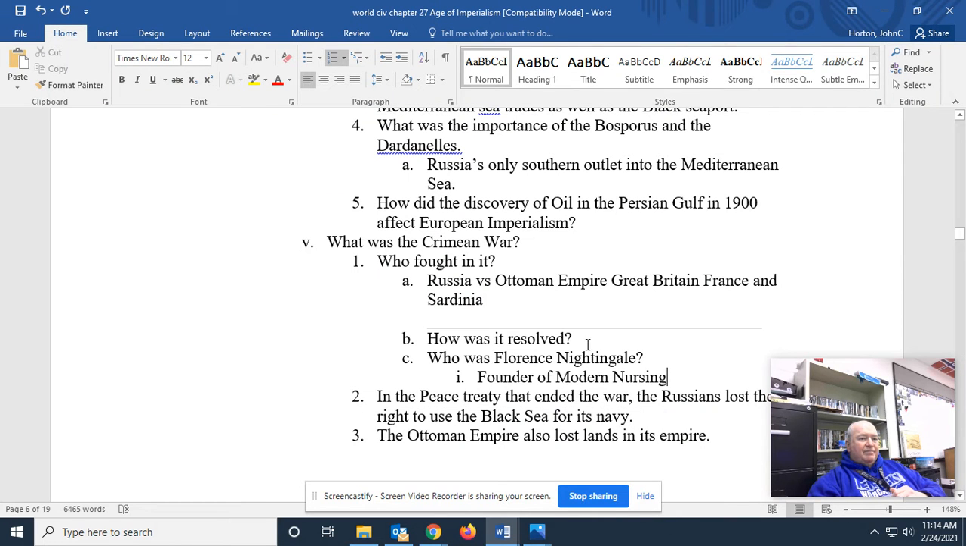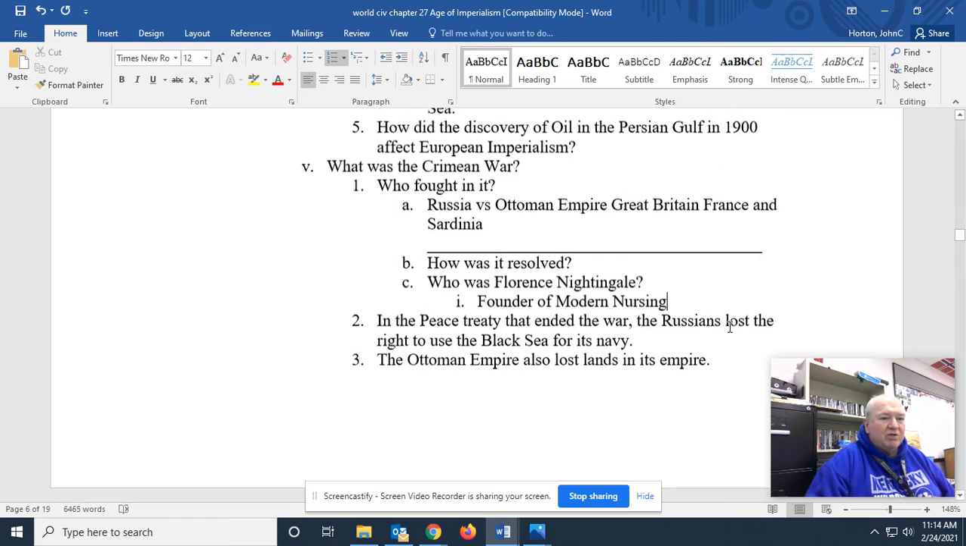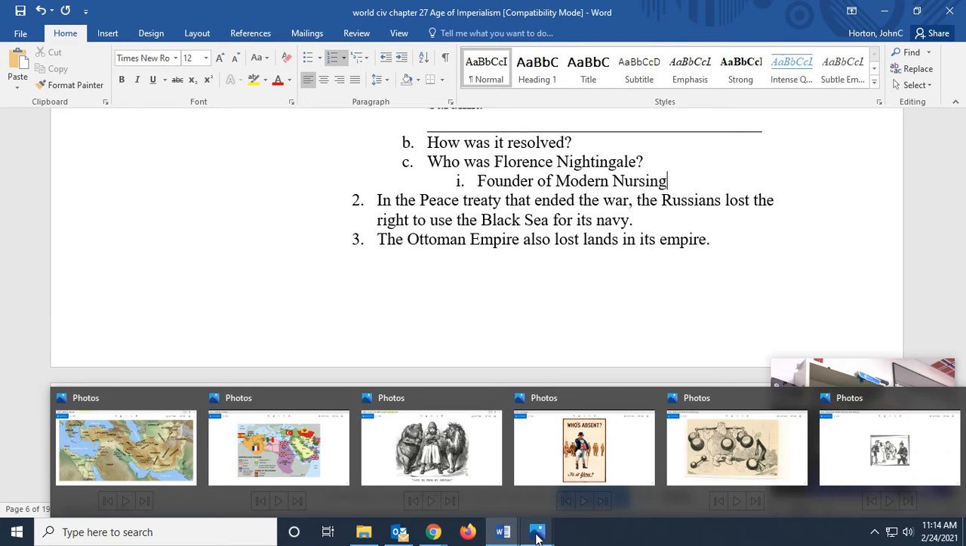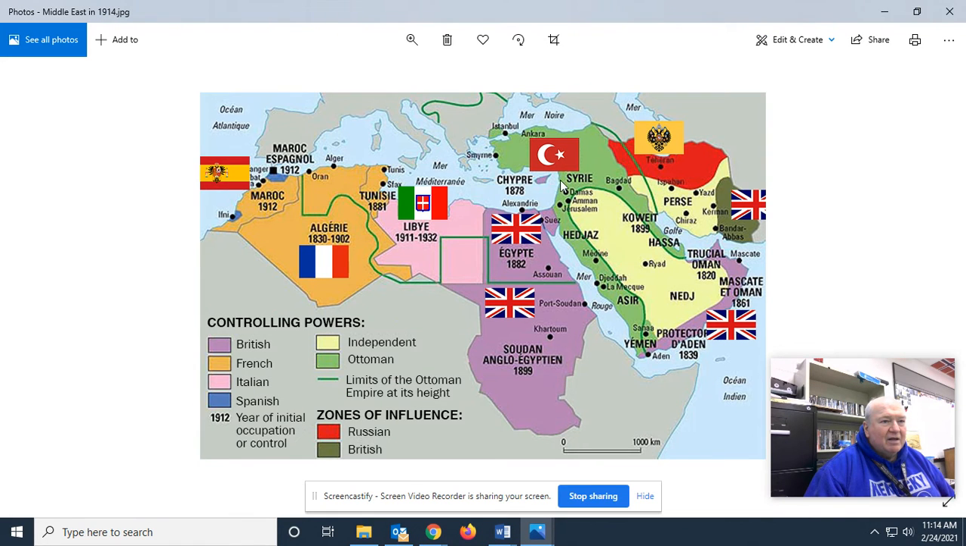So anyway, how was it resolved? The Russians lost big time. In the peace treaty at the end of the war, the Russians lost the right to use the Black Sea for its navy. Okay, now you're saying, what is that again, Mr. Ward? I have to keep using this map. This is the Black Sea. Mer Noir. This is a French map. That's the Black Sea. And Russia is up here. This is Russia. They lost complete use of it.